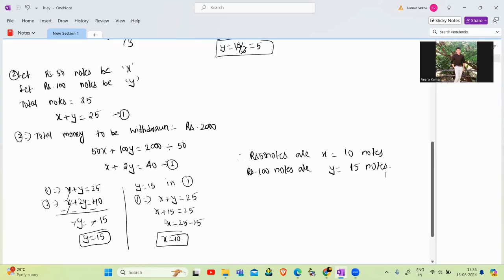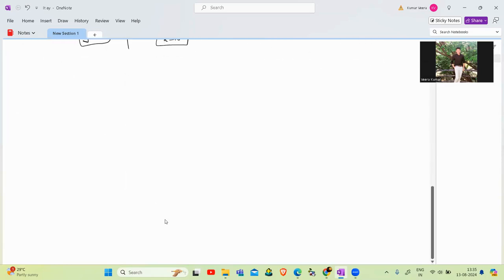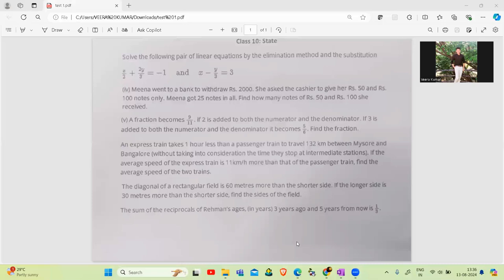So next question. Third question. A fraction becomes 9 by 11 if 2 is added to both the numerator and the denominator. If 3 is added to both the numerator and the denominator, it becomes 5 by 6. So find the fraction. We do not know the numerator and denominator here. So let's do this question.